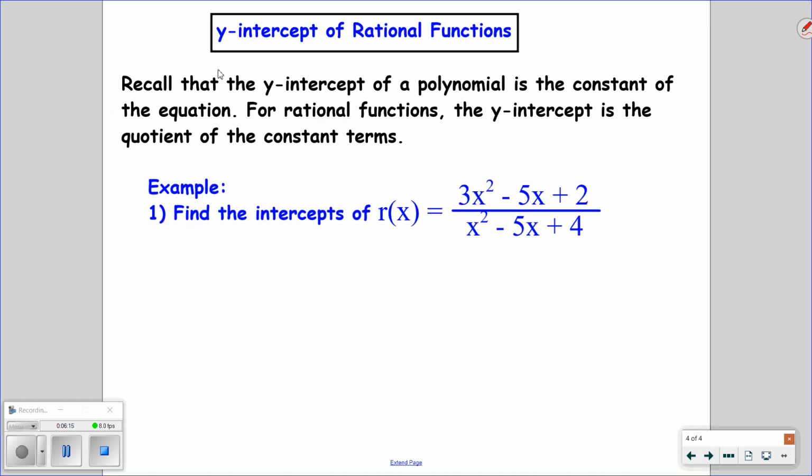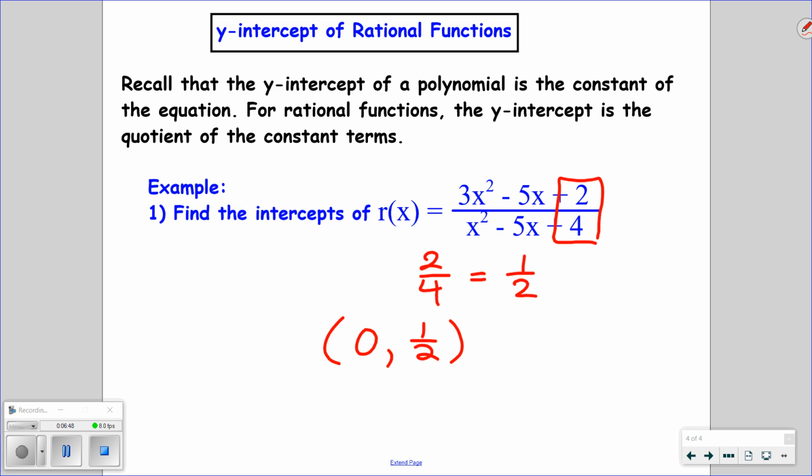Okay, next we're going to talk about the y-intercept of the rational function. Now recall that the y-intercept of a polynomial is the constant of the equation. So for a rational function, since we're dividing two polynomials, you just divide the constant terms. So in this case, if we divide the constant terms, we get 2 over 4, which simplifies to equal 1/2. So the coordinates of the y-intercept would be 0, 1/2. So that's all you have to do, just divide the constants, and you'll have your y-intercept.